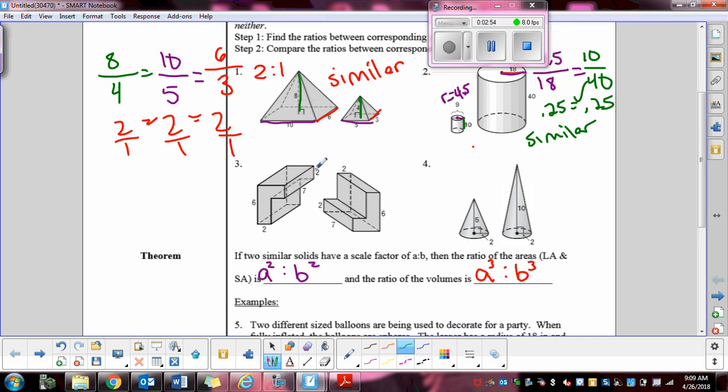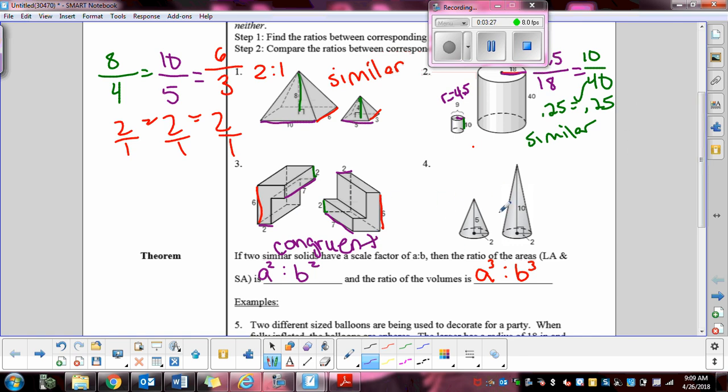All right. So this one, they look like they are rotated. This one looks like it's rotated maybe, but it still says the height of this little piece is 2. This height is 2. They tell you that this length is 7. This length is 7. The height of the whole object is 6, and the height of this is 6, and still the depth is 2 and 2. So they are all equal. So these are going to be congruent figures. They're equal. The measures are equal.